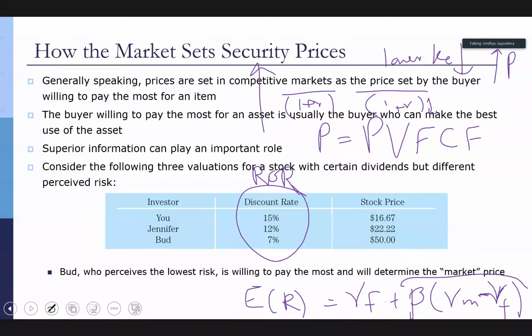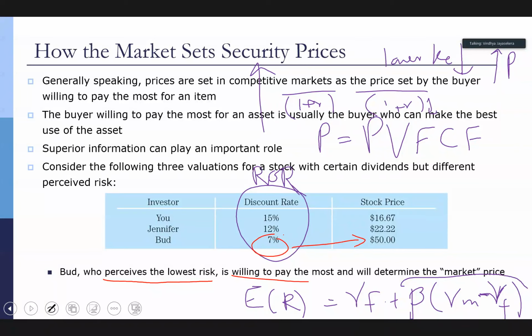Because the person who's willing to pay the most is the person who perceives the lowest risk. The person who's willing to pay the most for a company is the person who perceives the lowest risk of a company. Because their discount rate is the lowest, and therefore they are willing to pay the highest price for a company.